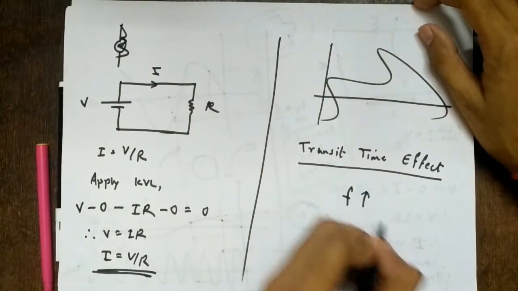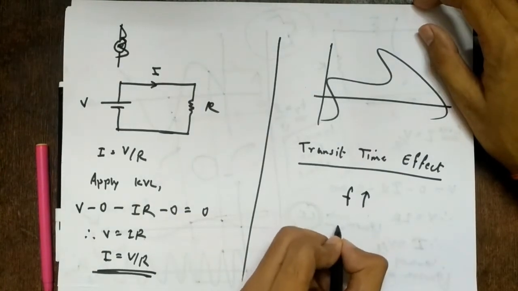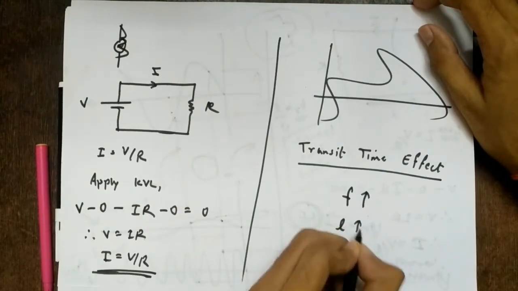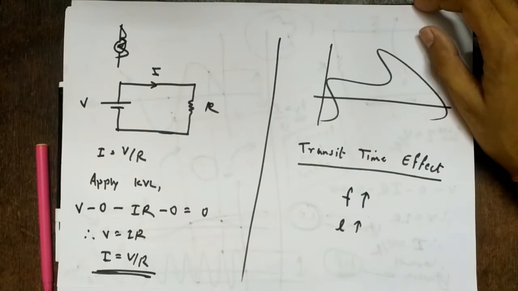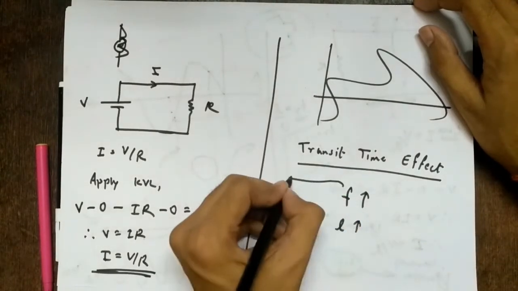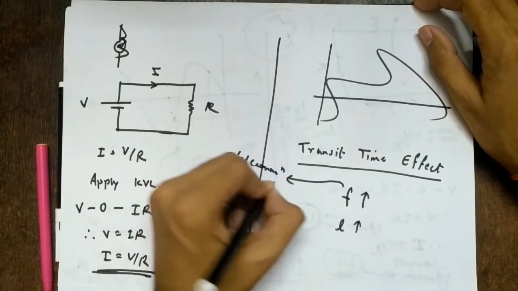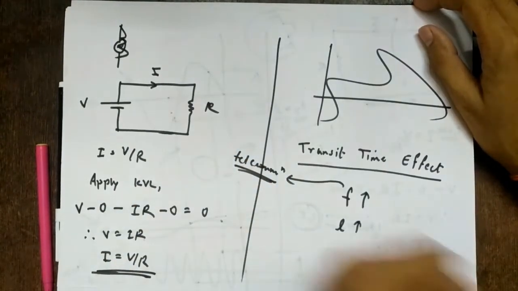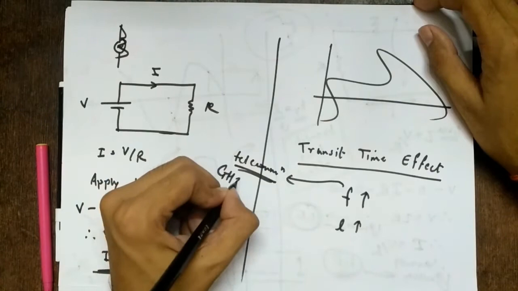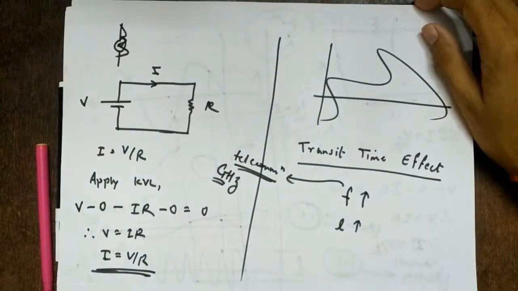For high frequency signals and for signals which have length which is very high. Okay. So which are high frequency signals? All the telecommunication signals are high frequency signals, right? They work in the range of gigahertz, 2G, 3G, 4G, etc., right? So you cannot apply there.